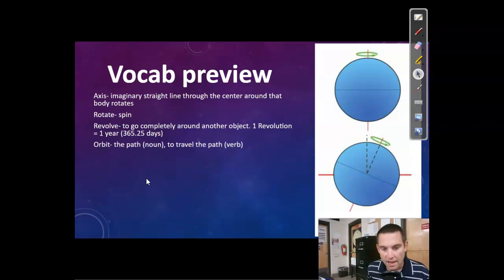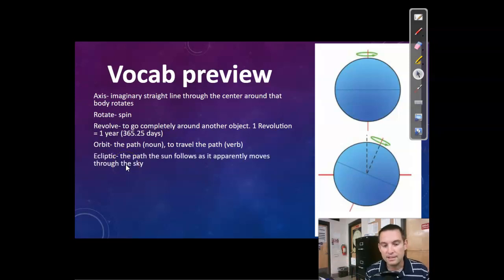Orbit is the path, or it means to travel the path. Either one of those, if you're talking about the noun version or the verb version. So Earth orbits the sun, or the Earth follows its orbit around the sun. Either one. The ecliptic is the path that the sun follows as it apparently moves through the sky.